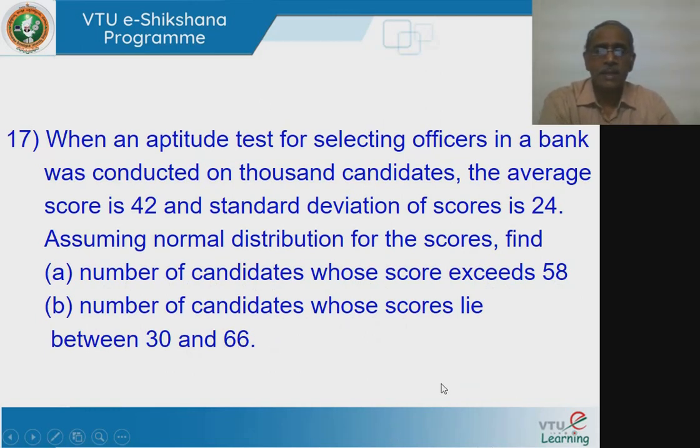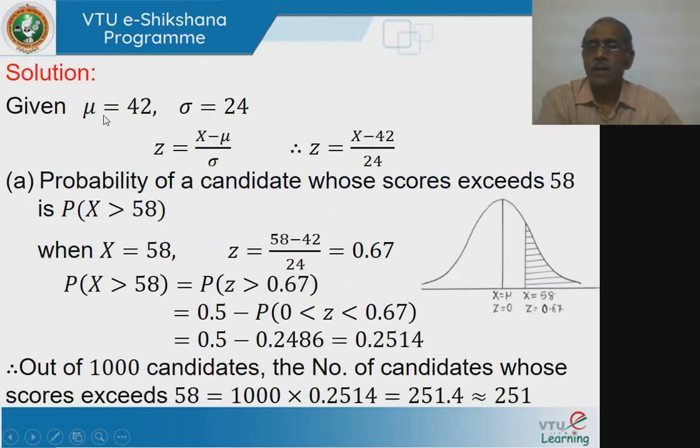Now first let us find the probability of a candidate whose score exceeds 58 and the probability of a candidate whose score is between 30 and 66. When we get these probabilities, multiplying with 1000, we get the required number of candidates. The data given: mean mu is 42, standard deviation sigma is 24. The standard normal variable z is equal to (x minus mu) by sigma, that is, z is equal to (x minus 42) by 24.